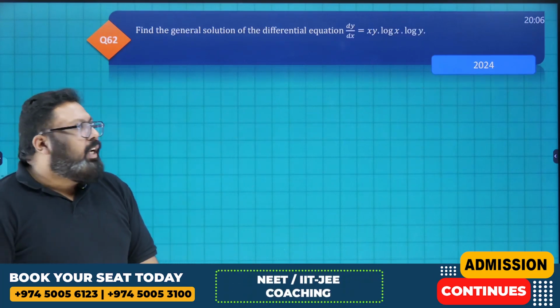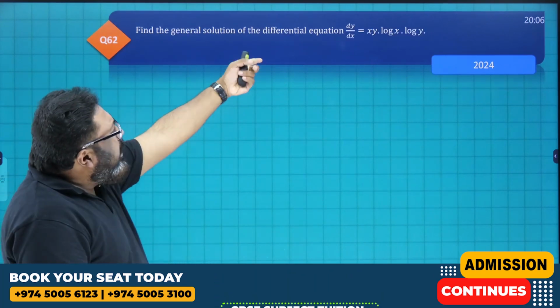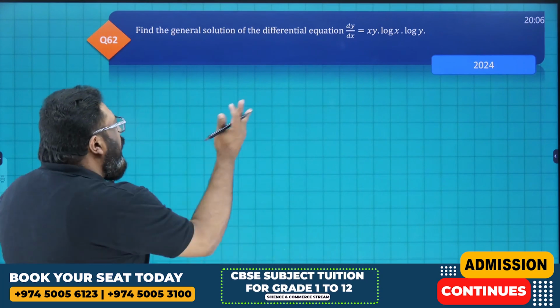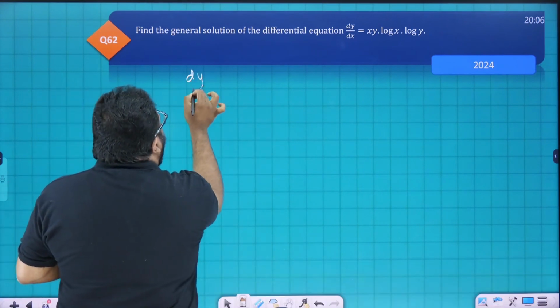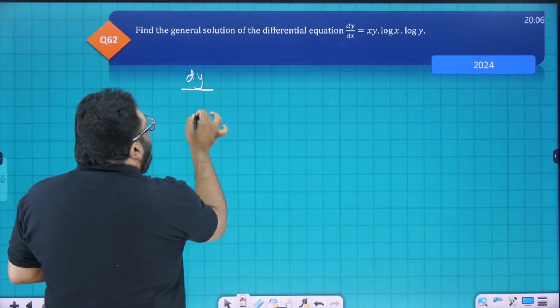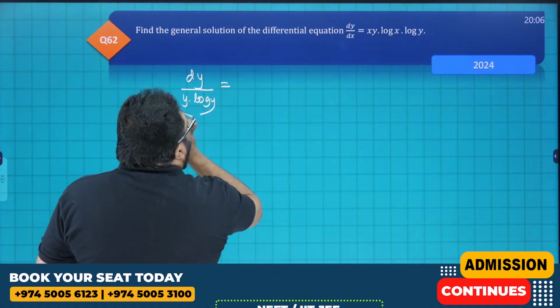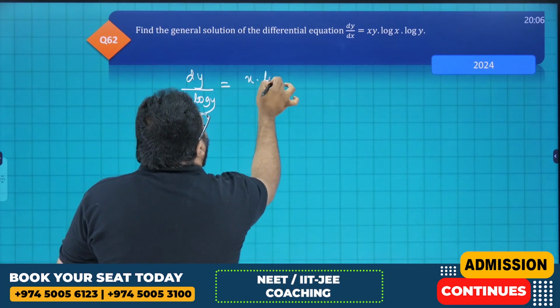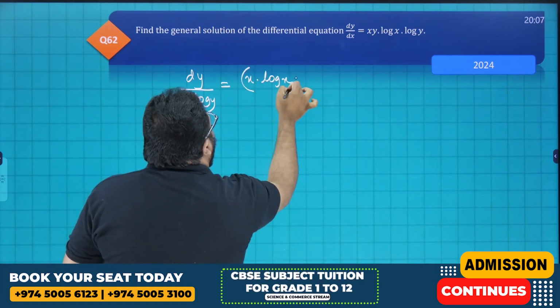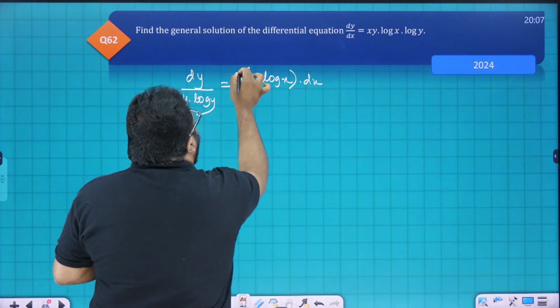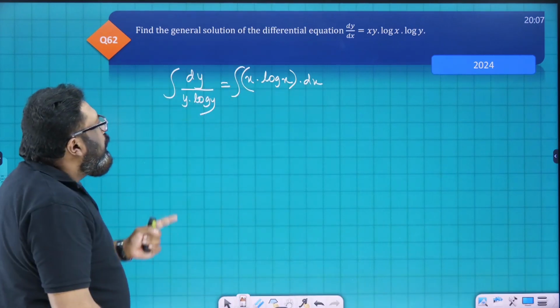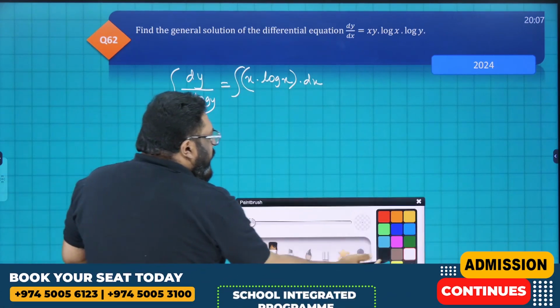Okay, my dears, I hope it's clear. Next question, my dears. Again, this is variable separable, my dears. Let's do it directly. dy divided by y into log y is equal to x into log x dx. Integrate both sides. Okay, all of you, a very, very simple method.